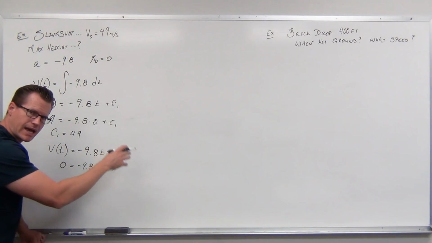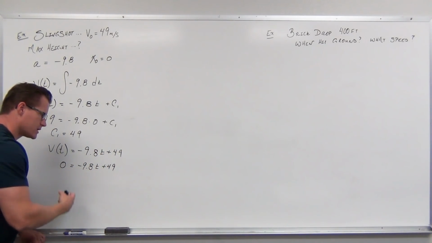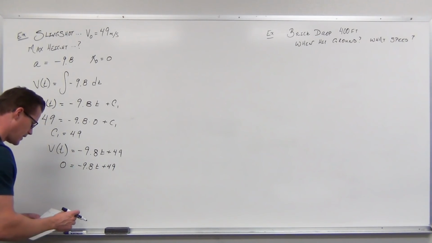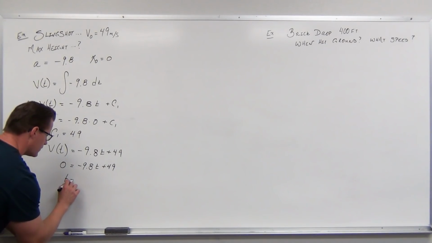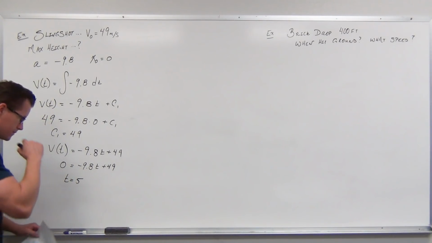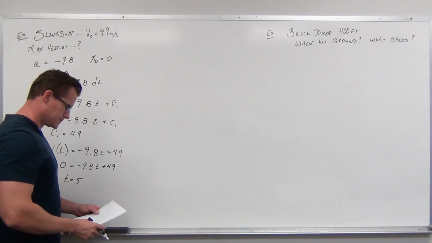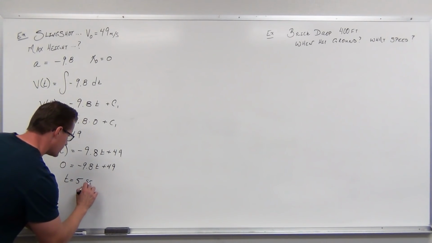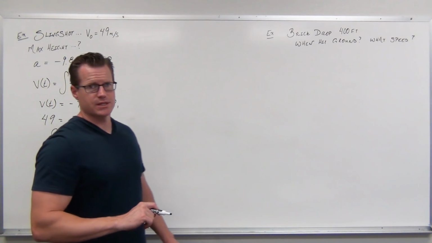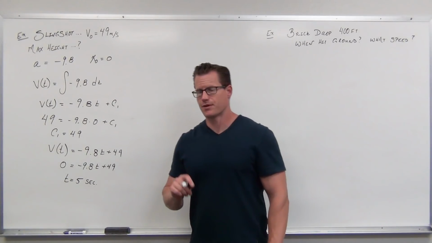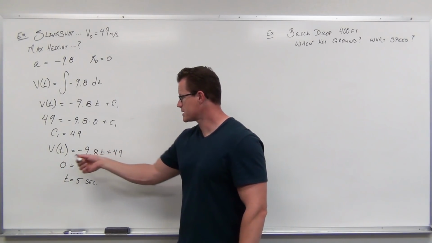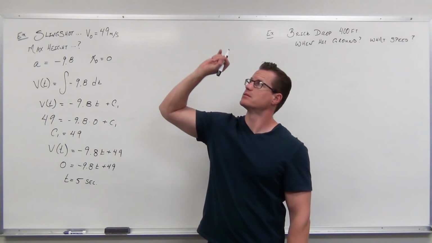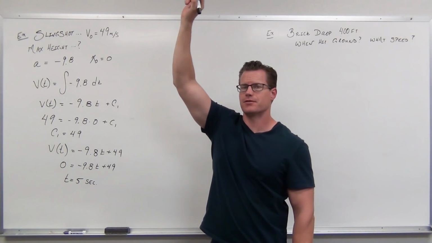If we solve this, add 9.8t to both sides, divide by 9.8, we get 5. So 5 seconds. What that means to us is that our velocity is going to be 0 after 5 seconds. That's exactly what we did. Here's velocity, here's 0, 5 seconds. So we're going to reach the maximum distance away after 5 seconds.